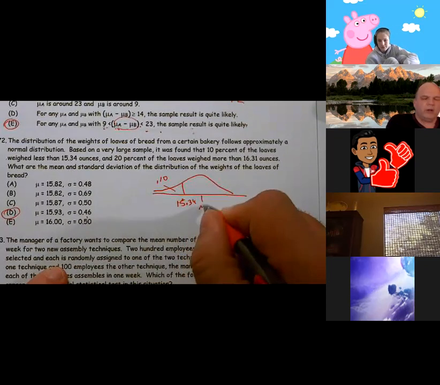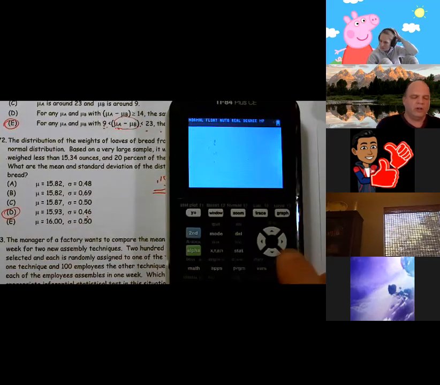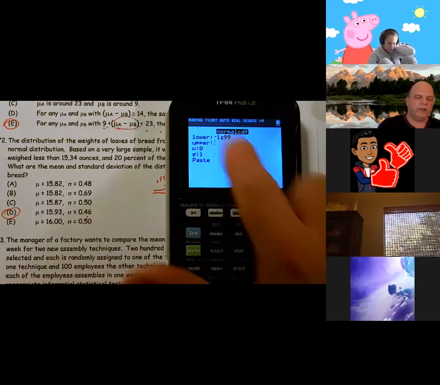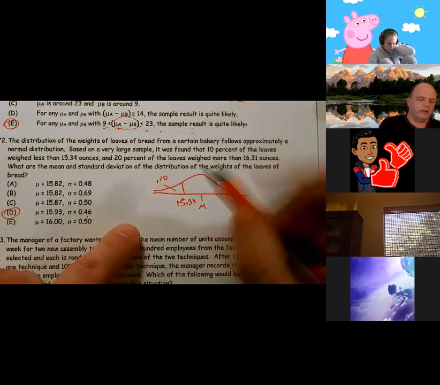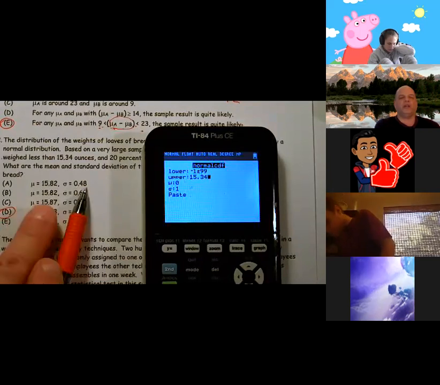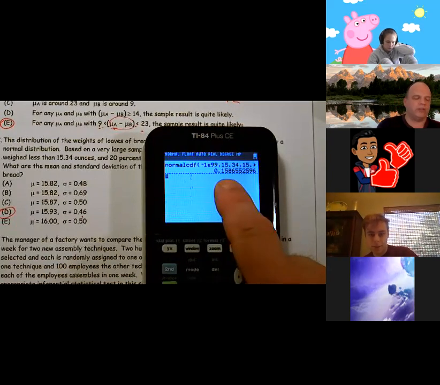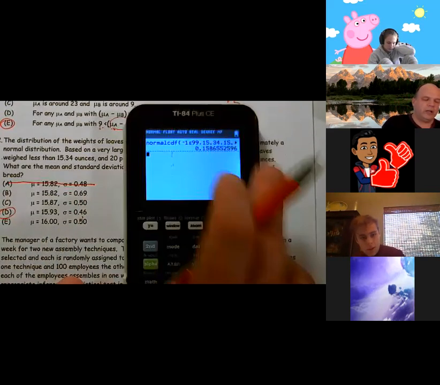This is 15.34. We don't know our mean. We don't know our standard deviation. So here we go. Second vars, norm CDF, negative infinity, up to 15.34, because that's our shaded area. You're like, well, we don't know what to plug in. Well, because it's a multiple choice test and they gave you both answers, you can try all the numbers. So 15.82, standard deviation 0.48, and I get 0.1586. I'm supposed to get 0.10. That's wrong. I go to the next one.